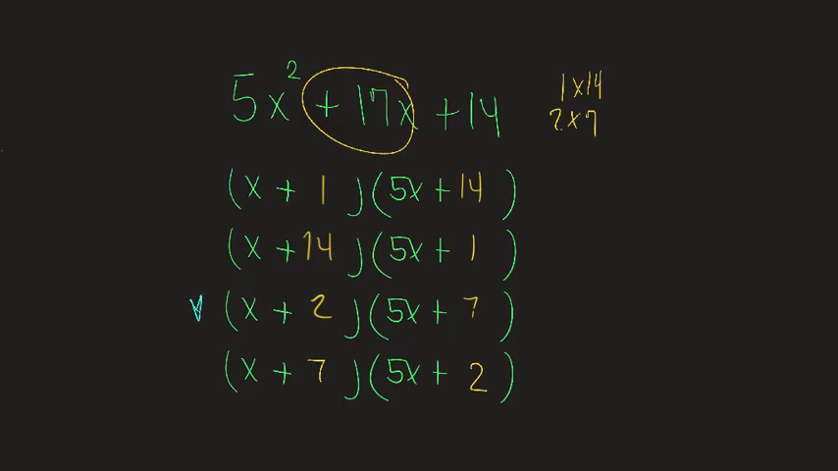If you said the third one, you were correct. The outer makes 7x. When I multiply the inner, I get 10x. 7x plus 10x is 17x, and that's what I wanted.